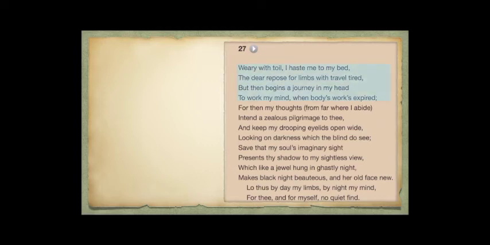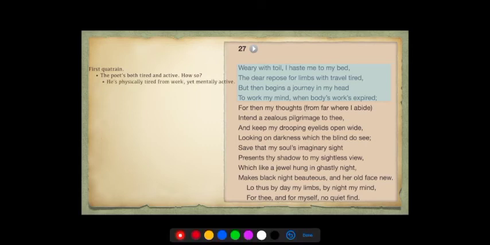So here we go on Sonnet 27, in our first quatrain. The poet is both tired and active. How so? How is he both tired and active? Well, as we look, he's physically tired from work, right? Weary from toil. Toil, working, physical toil. That's what makes him go to bed. And his limbs, those are the things that are really tired from traveling, doing whatever he's had to do.